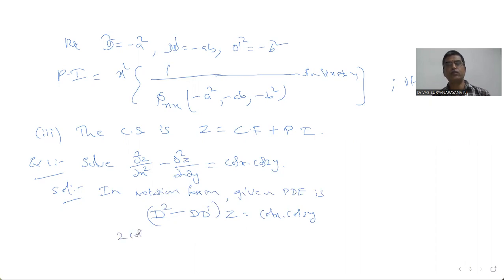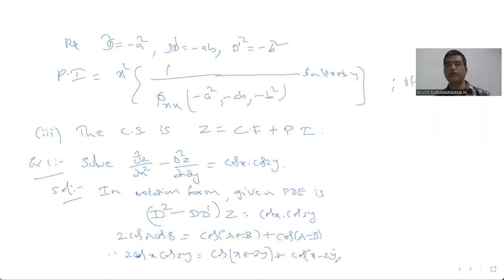Now, I will use this. We know that 2 cos A cos B, as per the trigonometry you learned at intermediate level, is cos(A+B) plus cos(A−B). Therefore, if in place of A you take x and in place of B you take 2y, we get 2 cos x cos 2y equal to cos(x+2y) plus cos(x−2y).